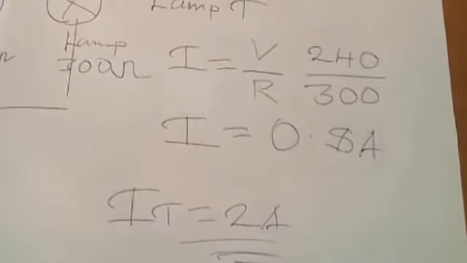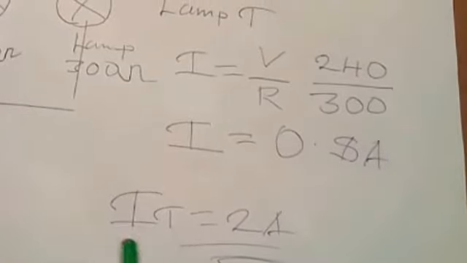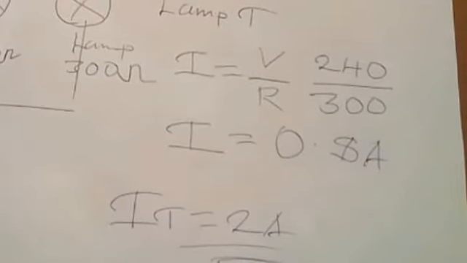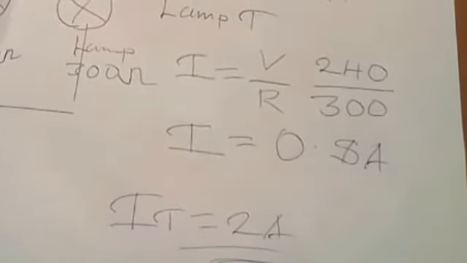So the point I am trying to make is that in parallel, the current is bigger, while in the connection in series, the current is small. So that is the other answer for D. Now I'm going to the next question.